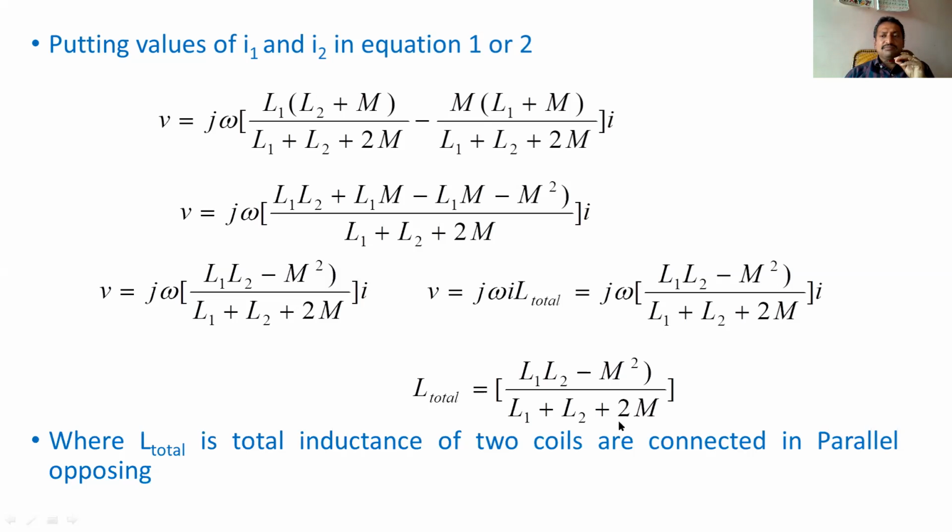Here, L1 plus L2 minus 2M in case of series opposing. If it is minus 2M, what is the meaning for this denominator? Less value. So what about the numerator value? More value. What is this? Aiding. In case of aiding, what is the total inductance? It is more, increased. So in series aiding, the inductance is more. In series opposing, total inductance is less. So we can understand it in such a way.